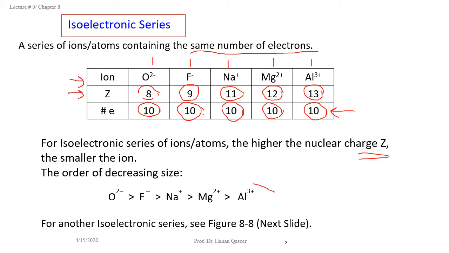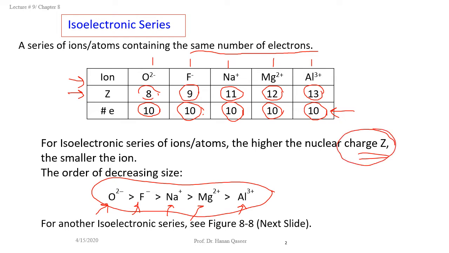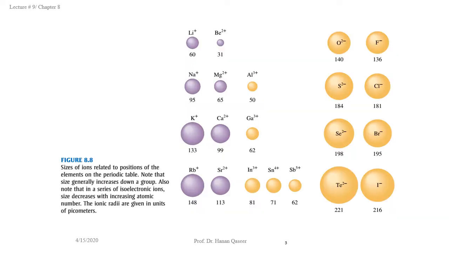And now the order of decreasing من الأكبر إلى الأقل، يعني أكسيد حجمه أكبر، الفلورايد بعدها أقل، الصوديوم بلس أقل، Mg plus 2 أقل وأقلها smaller size للألمنيوم. كلما زادت الشحنة الموجبة اللي هي Z number of protons for isoelectronic series بقل الحجم. In this figure here shows us the sizes of cations and anions in each period in the periodic table.